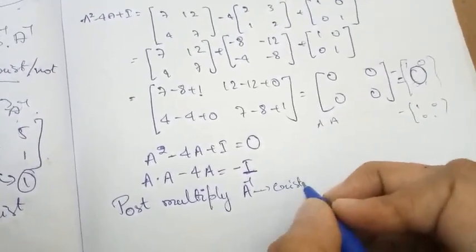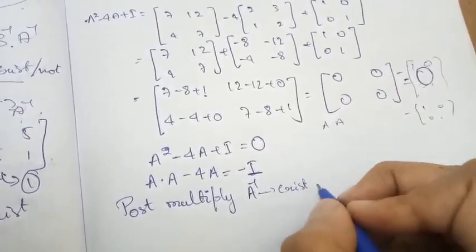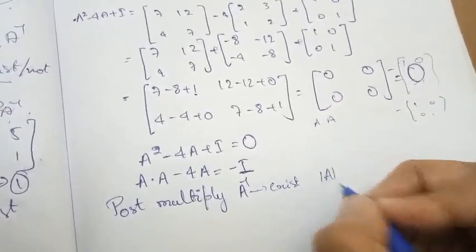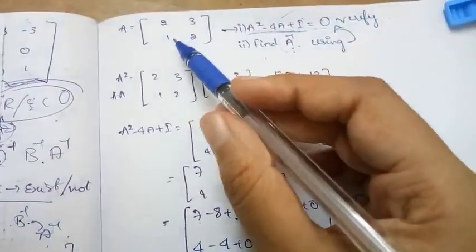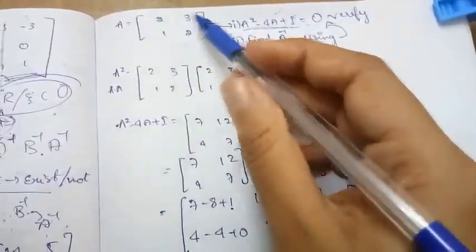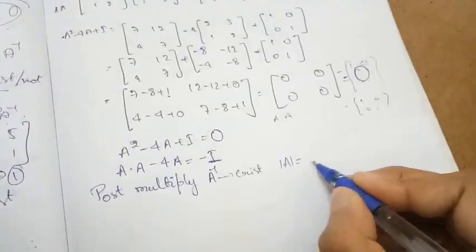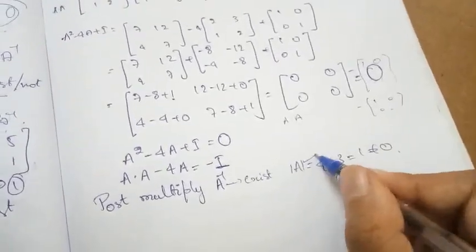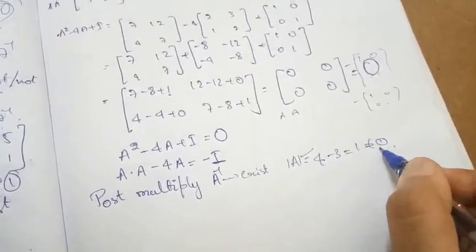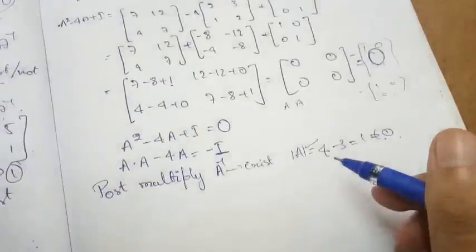So how are we going to say that A inverse exists? We are going to check the determinant value of A. So what is the determinant value of A? You can see here 2, 3, 1, 2. So 4 minus 3, which is equal to 1, not equal to 0. So the determinant value of A is nonzero, so A is a non-singular matrix.